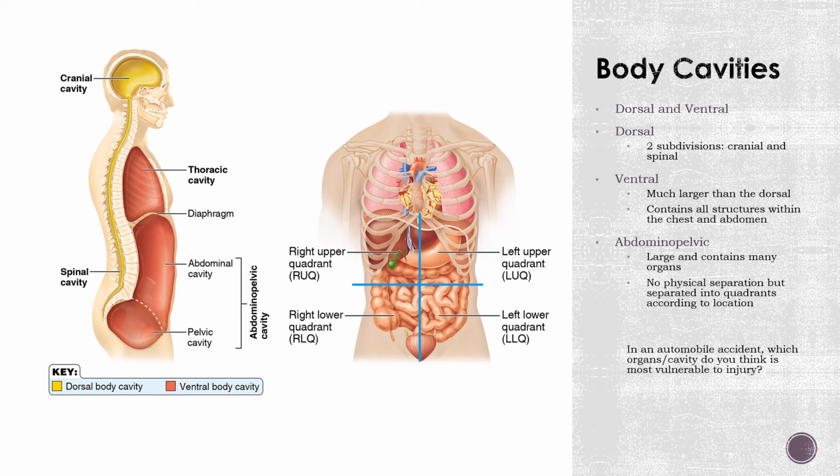So I want you to think about this for a little while. In an automobile accident, which organs or cavity do you think is most vulnerable to injury? And taking into consideration placement, what systems or things are around them that could possibly provide protection, etc.